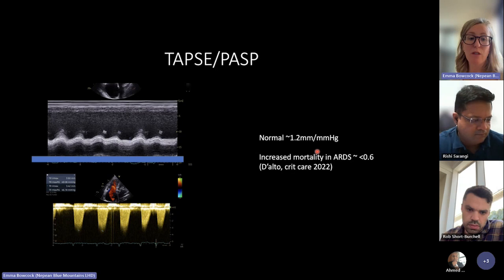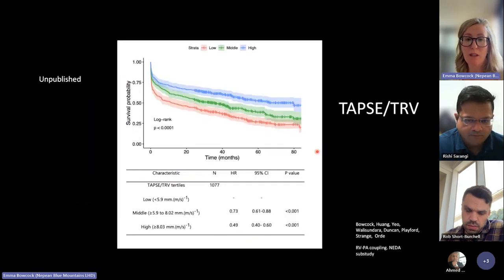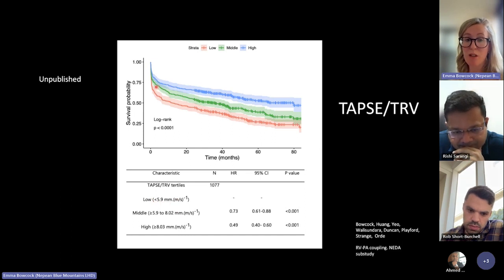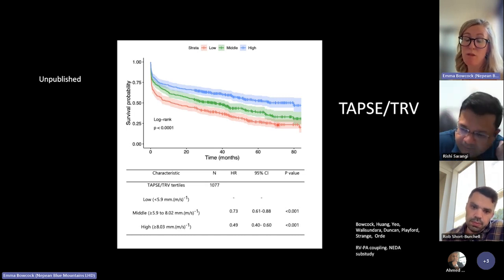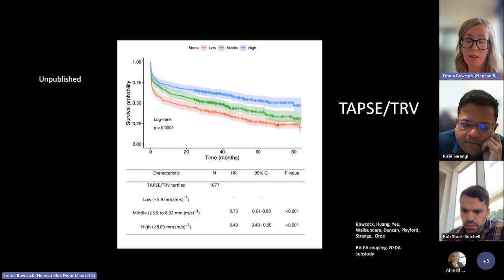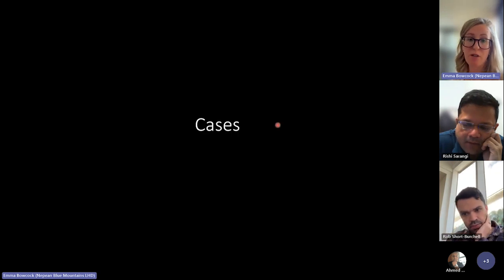But this ratio has been shown to be prognostically significant in ARDS patients at a value of maybe less than 0.6. And we haven't published this just yet, but we looked at a simplified ratio looking at TAPSE over TR velocity, so not needing to measure right atrial pressure. And as you can see, those with the lower TAPSE to TRV ratio, this red group here, had significantly worse outcomes. So if it was less than 5.9, and this sort of matches what's been found in the pulmonary hypertension literature as well, which is interesting. It needs more work, and could it be an echo marker that we could trend?